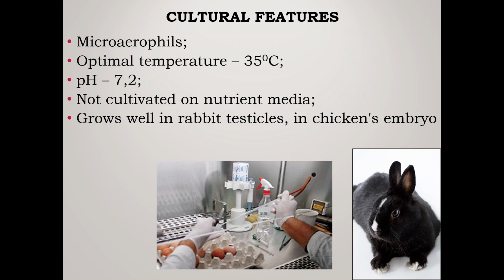Cultural features. By type of respiration, the microorganism is a microaerophile, with an optimal temperature for cultivation of 35 degrees and pH 7.2. This microorganism, Treponema pallidum, doesn't cultivate on nutrient media because it loses pathogenic virulence properties, but it grows well in rabbit testicles and chicken embryos.